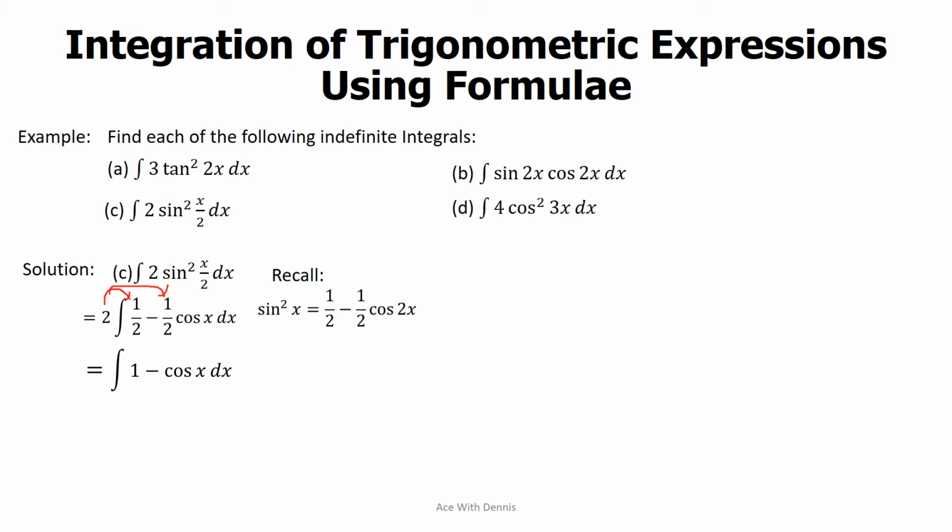Then we can eliminate the half. So from here, we can start to integrate. 1 becomes x. Integration of negative cosine x becomes minus sine x plus c.